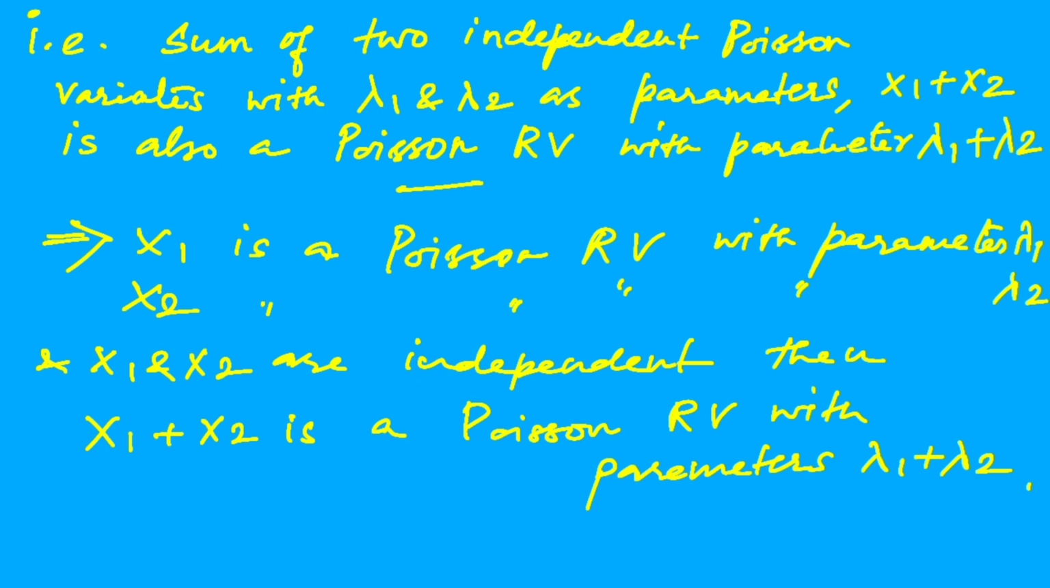It means the sum of two independent Poisson variates with parameters lambda 1, lambda 2 is also a Poisson random variable with parameter lambda 1 plus lambda 2. Here X1 and X2 are two independent variables. This is only for the two variable case.